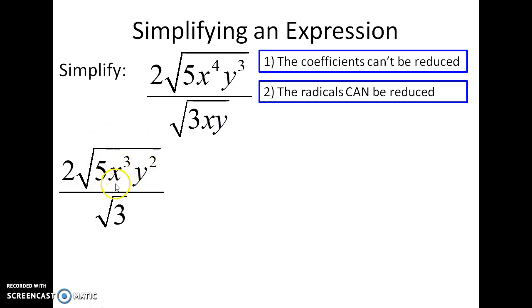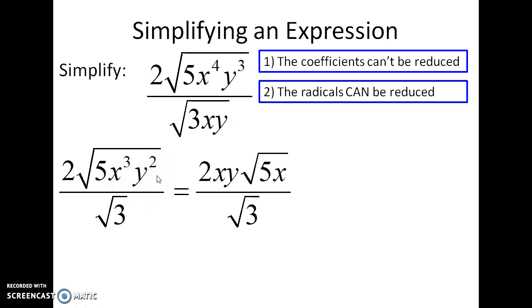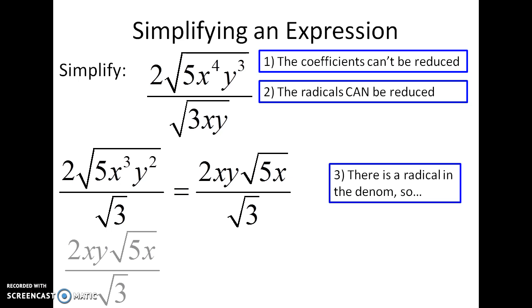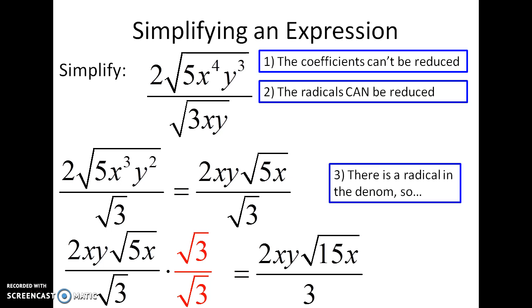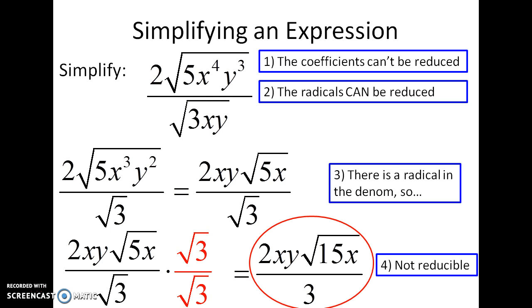This can be reduced as well, because root x cubed and root y squared are reducible expressions. Root of y squared is y, and remember that root of x cubed is the same as root of x squared times x. X squared comes out and becomes x, and I'm left with a root x inside. And now, to rationalize, I'll again multiply the top and the bottom by root 3. This is no longer reducible, so that's my final answer. That's it for video lesson 1.